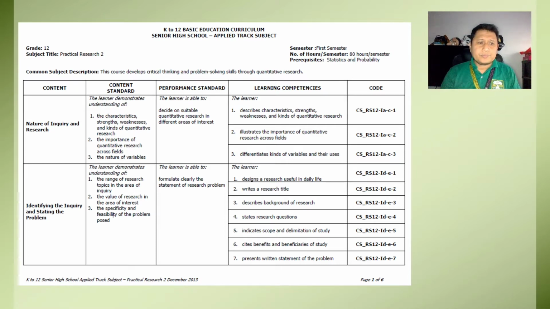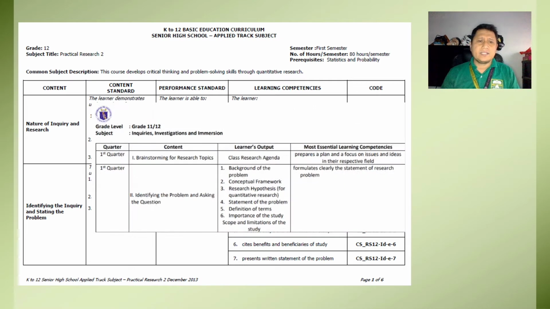This one, okay? So, the first part we learned in Practical Research 2, the nature of inquiry and research. And then we move to the next topic, identifying the inquiry and stating the problem. Now, what about 3 I's? Does it have a similar pattern? Okay, let's find out. So, this is the 3 I's, Inquiries, Investigations, and Immersion Curriculum Guide. As you can see, there's brainstorming for research topics, and identifying the problem and asking the questions.